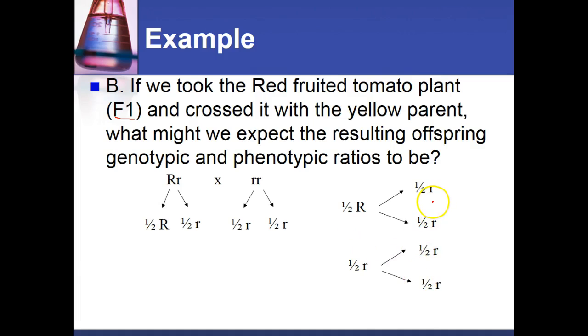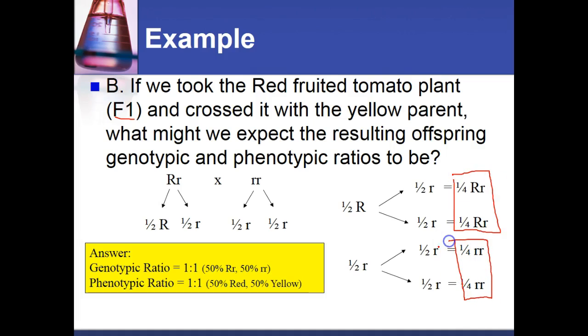And so 1/2 is going to get this little r, 1/2 is going to get this little r. Now you combine them, and so 1/2 times 1/2 is 1/4 big R, little r. 1/2 times 1/2 is 1/4 big R, little r. 1/2 times 1/2, 1/4 little r, little r. 1/2 times 1/2, 1/4 little r, little r. And so if you can combine those, notice that these are the same. And so our genotypic ratio would be a 1:1, 50% big R, little r, 50% little r, little r. And our phenotypic ratio is 1:1 as well, where 50% of our offspring are going to be red, 50% of our offspring are going to be yellow.